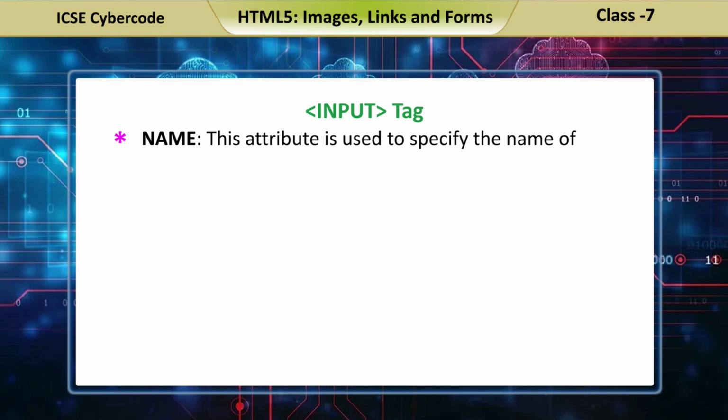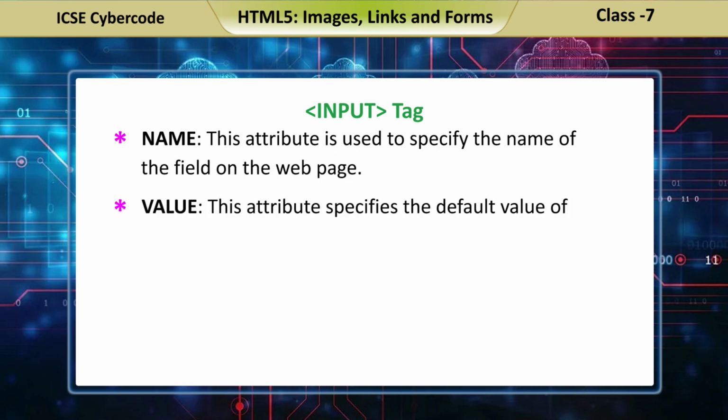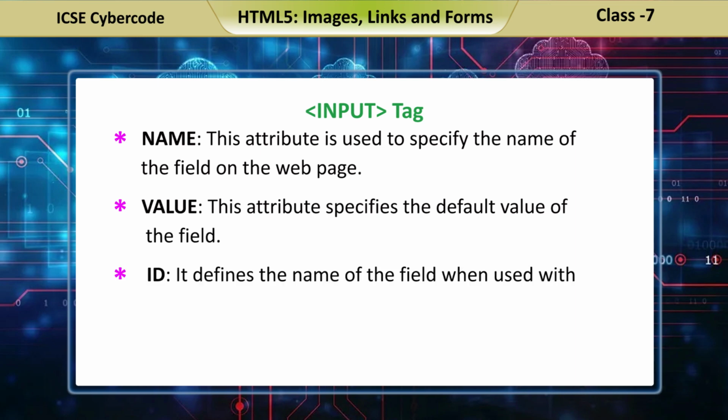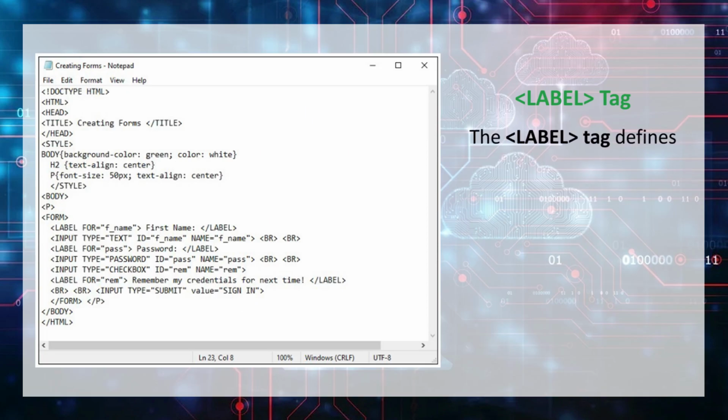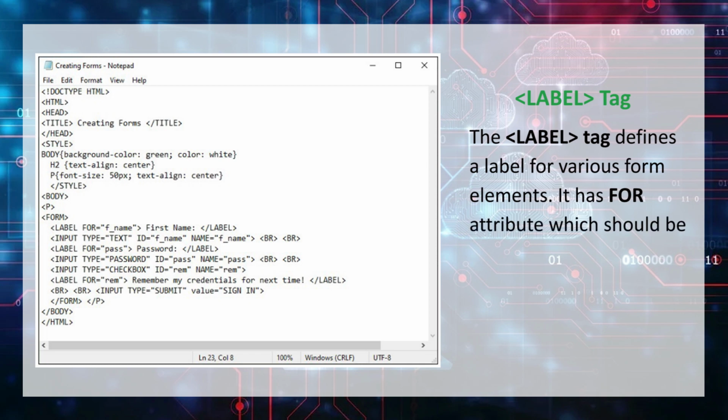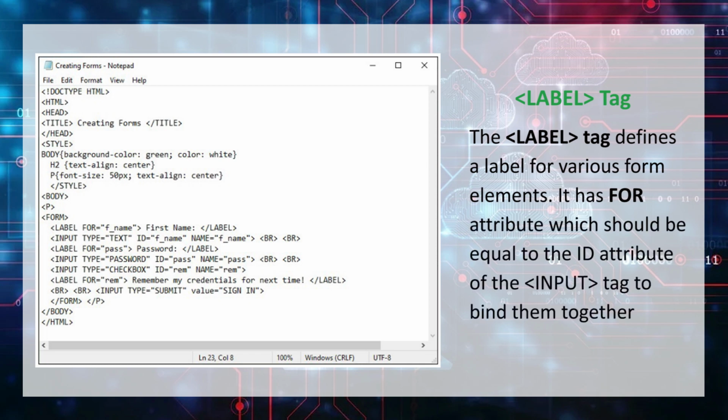Name. This attribute is used to specify the name of the field on the web page. Value. This attribute specifies the default value of the field. ID. It defines the name of the field when used with the label tag. Syntax of input tag. Input type equals value, ID equals value, name equals value. Label tag. The label tag defines a label for various form elements. It has a for attribute which should be equal to the ID attribute of the input tag to bind them together.